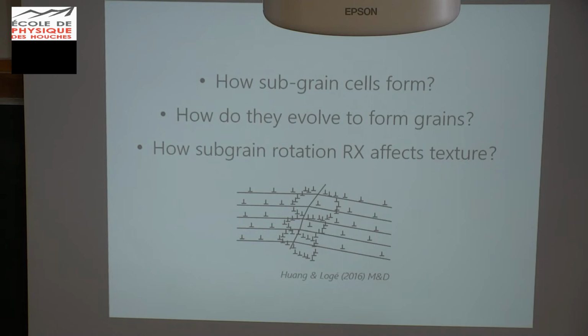And for this, we are going to answer three questions. Our goal is to answer: how do subgrain cells form in olivine, how do they evolve to form the grains, and finally, how does subgrain rotation recrystallization affect the texture? Okay.